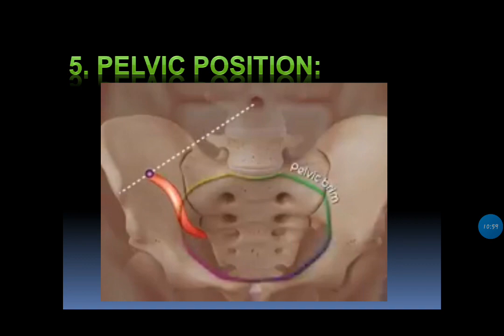Here in this diagram you can see that the appendix is passing downwards and medially and it crosses this pelvic brim. This is the pelvic brim. So it crosses the pelvic brim and it enters the true pelvis. So it is called pelvic position.